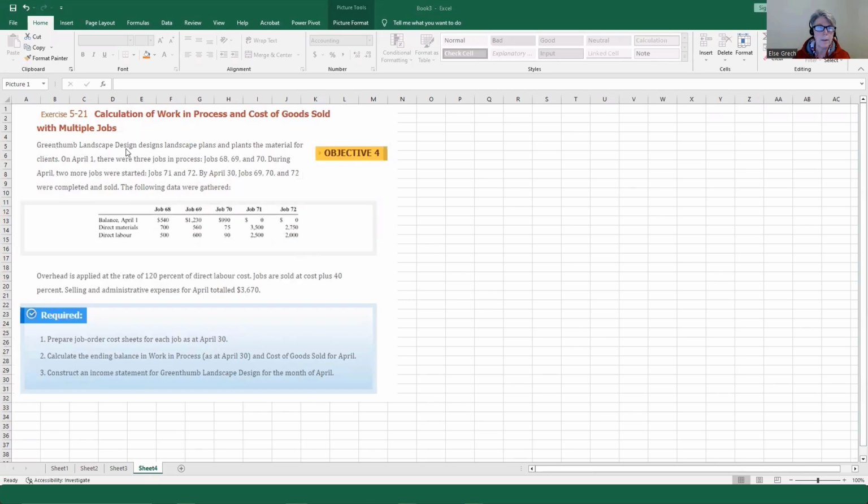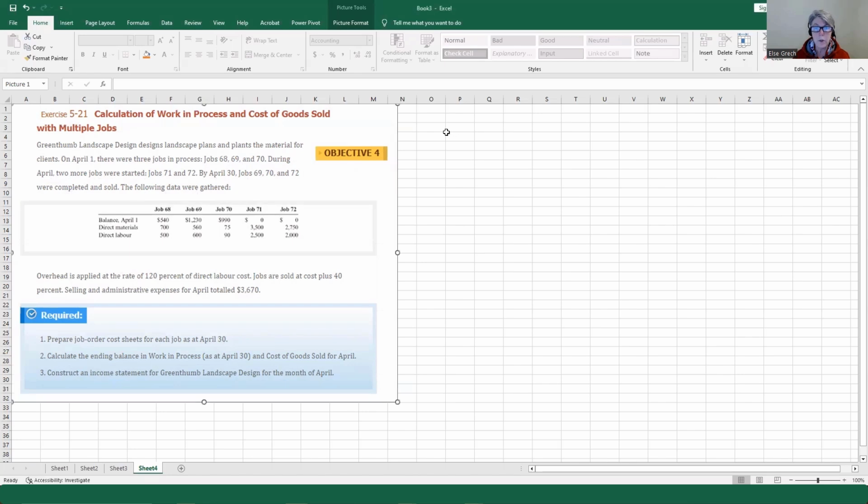We've got Green Thumb Landscaping, which designs landscape plans and plants the material for clients. On April 1st, there were 3 jobs in process, job 68, 69, and 70. During April, 2 more jobs were started, jobs 71 and 72. By April 30th, jobs 69, 70, and 72 were completed and sold. The following data was gathered.